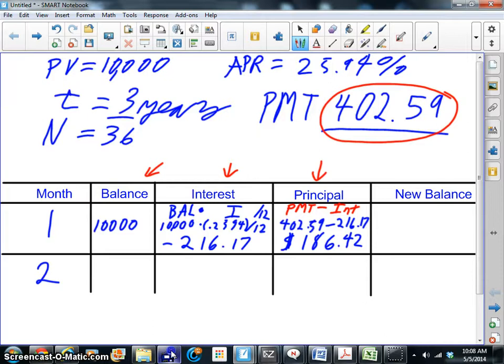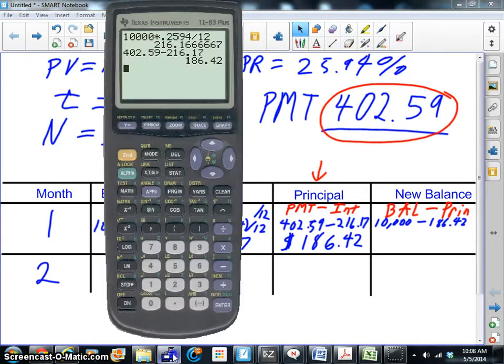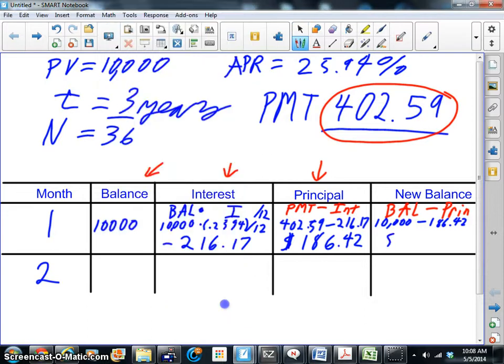So now we take our balance and subtract the principal. So this is going to be 10,000 minus 186.42. So that's 10,000 minus 186.42. So that's 9,813.58, which now becomes our balance over here, $9,813.58.